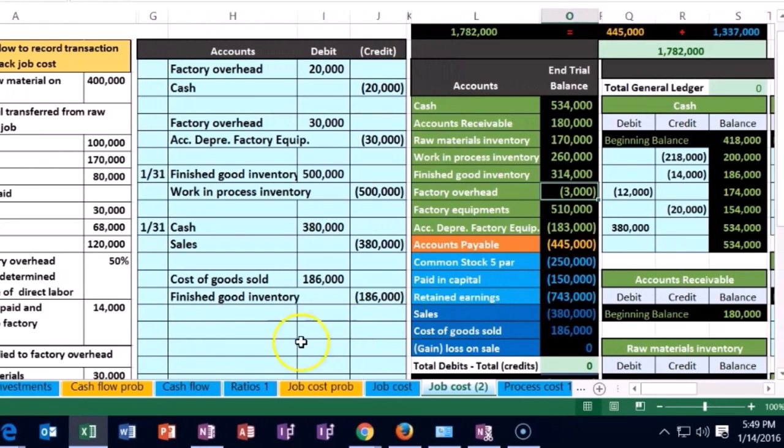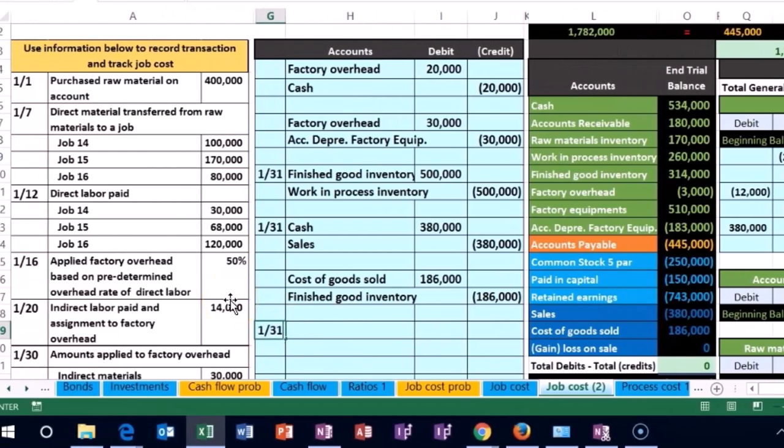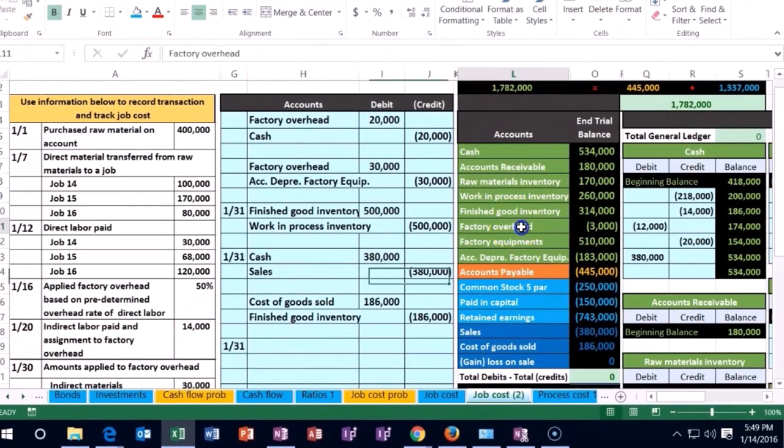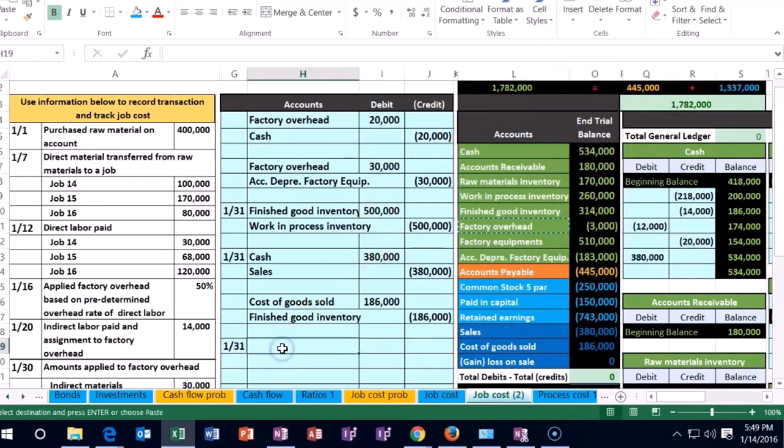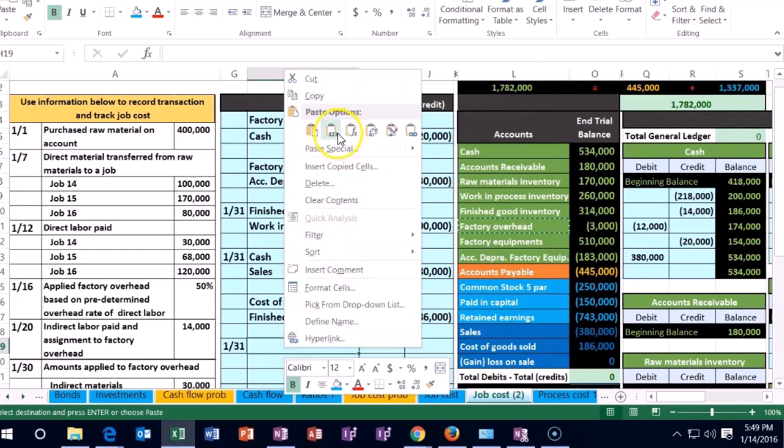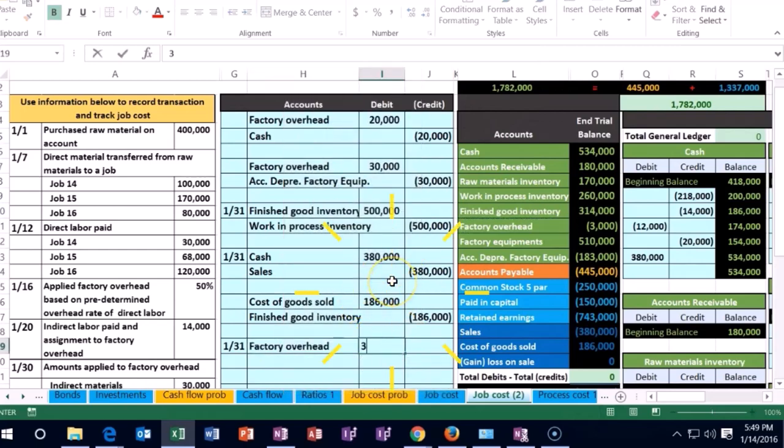So, the idea being that as of the end of the month, 1/31, we have a credit balance in here because the factory overhead was over-applied. We need to make it go down to zero. How do we make something go down? We do the opposite thing to it, which in this case is a debit. So I'm going to copy that. We're going to put it on top in cell H19, right-click, paste, 123, debit for the 3,000.